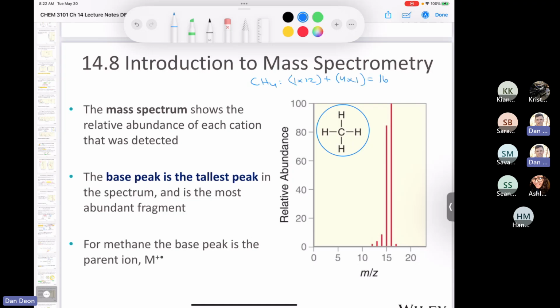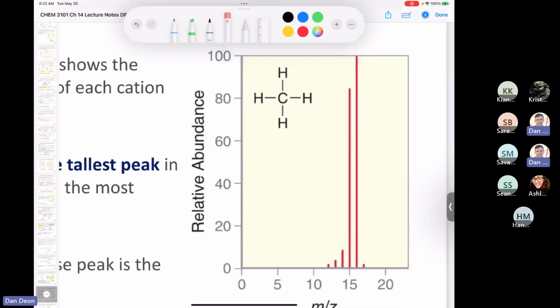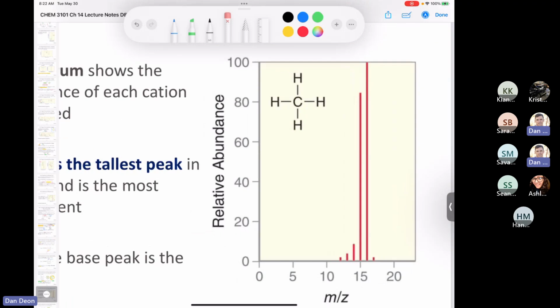And like Sean said, that gives us 16. So if we knock 1 electron off of the methane molecule, it's still going to have a mass of 16, right? Because the electron is inconsequential. So if I look at the masses here on the x-axis, so here's 15, 16, 17, 18, 19, 20, something like that. So you see that the tallest peak in here represents the parent ion, doesn't it, right?